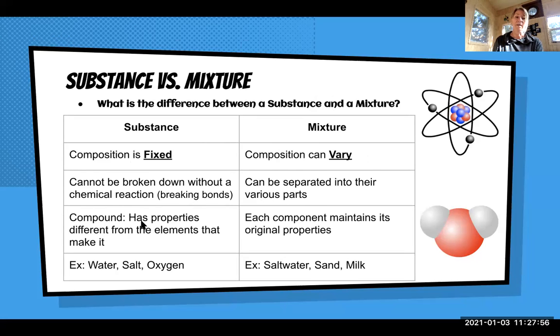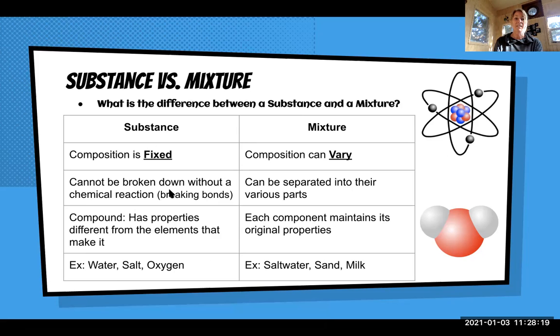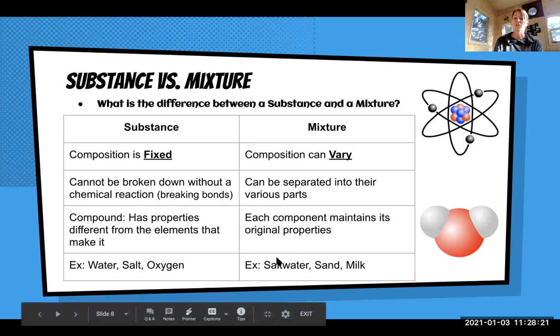A compound, which we're going to be talking about next, is a type of substance that has properties that are different from the elements that make it. So we'll talk a little bit more about some examples of this as we move forward. And in the case of a mixture, each component, each substance in the mixture maintains its original properties. And we have some examples here. So we have water, we have salt, we have oxygen as our substance examples. And then we have a mixture of salt and water to make salt water. Lots of different types of grains of sand mixed together to make sand. And milk has lots of different parts to it, right? So you may have heard of homogenized milk, and we'll talk about homogenized and homogeneous mixtures soon.